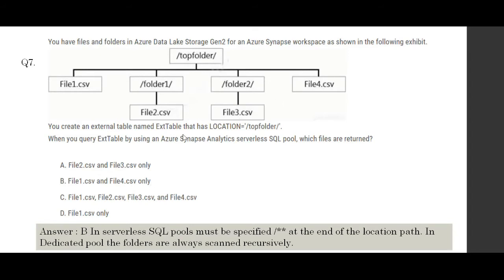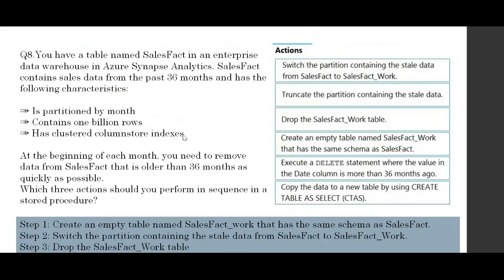Okay. Moving to the 8th question. You have a table named SalesFact in an enterprise data warehouse in Azure Synapse Analytics. SalesFact contains sales data from the past 36 months and has the following characteristics. It is partitioned by month, contains 1 billion rows, and has a clustered columnstore index. At the beginning of each month, you need to remove data from SalesFact that is older than 36 months as quickly as possible.